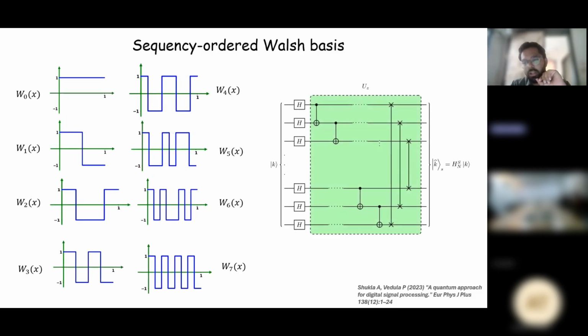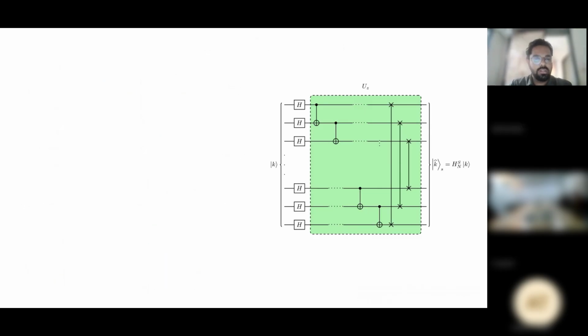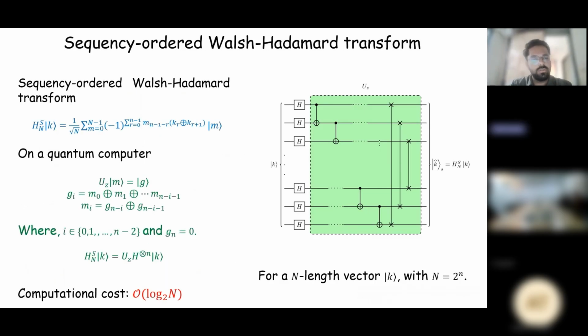Now I have to do some reordering, and since we have to do some reordering, it will have some cost on how we perform this reordering. So how do we actually perform this reordering? This reordering is performed using a particular unit tree, which I call UZ. How we visualize this unit tree is through the circuit transform, but this is not very intuitive. So how do we come across it? We have to look at the Hadamard, the sequence or Walsh-Hadamard transform.